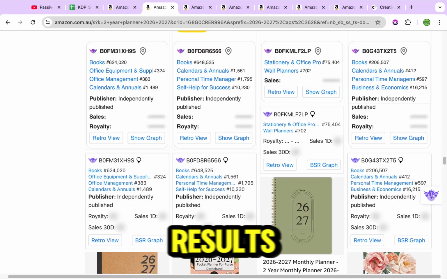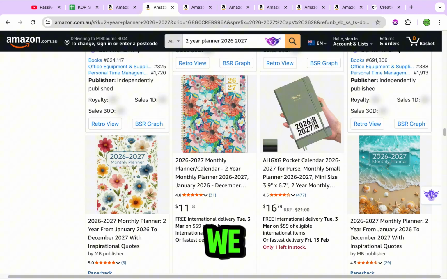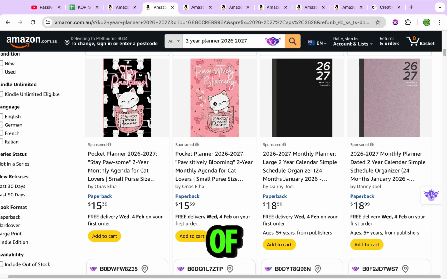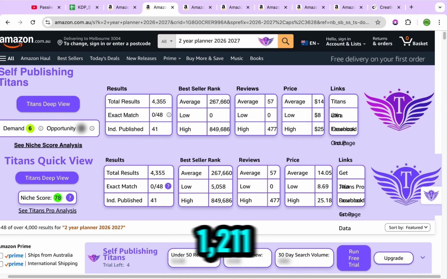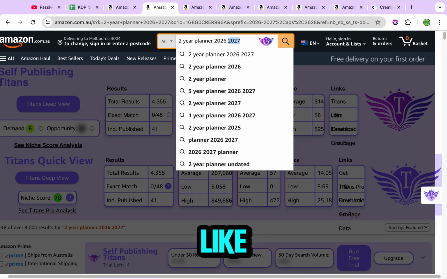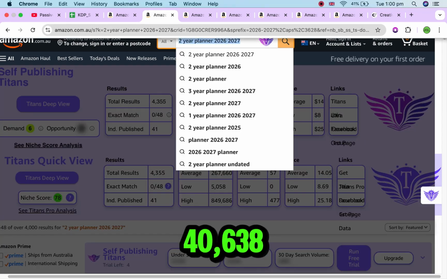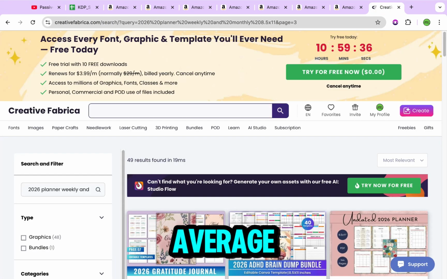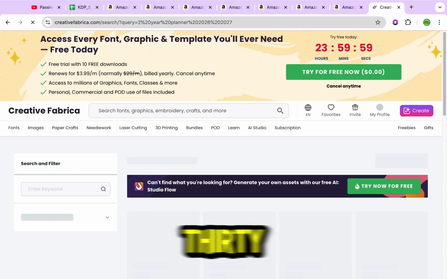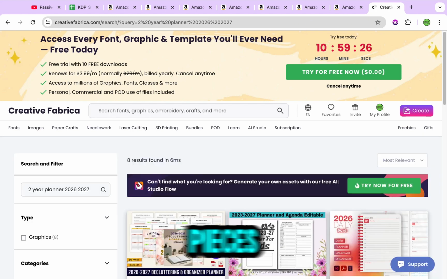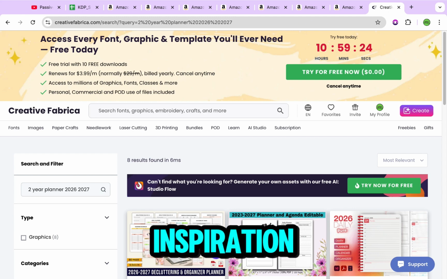Also, the other results are quite promising. We are sitting at a total results of around that 1000 range, sitting at 1211. Average bestseller rank is also below 300,000 and below 100,000, which is ideal and just the way we like it, sitting at 40,638. Average reviews is 1012. Average price is $13.32. Scrolling down as well, we've got some lovely pieces that we can seek inspiration from.